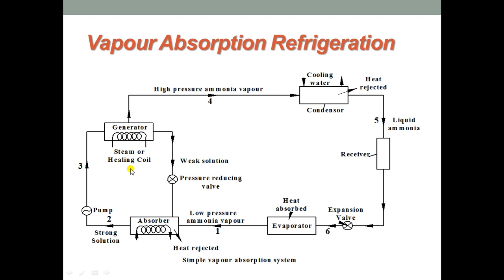The refrigerant must be highly soluble in a liquid known as absorbent. The most common combination is ammonia, which is the refrigerant, and water as the absorbent. And we have one more option, that is water as refrigerant and lithium bromide as absorbent. Vapor absorption system based on ammonia water has been the oldest and commonly used refrigeration system even in today's applications.